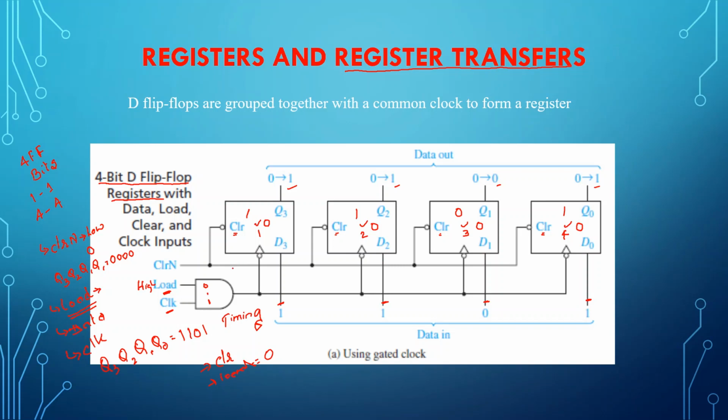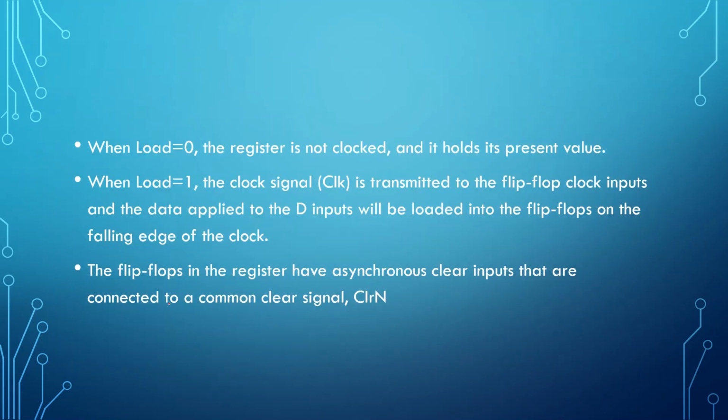So, in order to avoid that confusion, what they did is, they separated this load and clock input and fed it separately to the registers. See, this is what has been explained. Previously, whatever explanations were given were all this. When load is equal to 0, the register is not clocked and it holds the present value, which means the previous value, whatever it was, will be held.